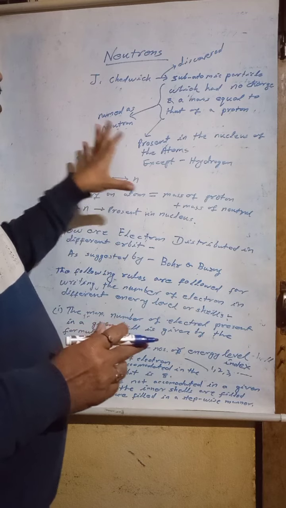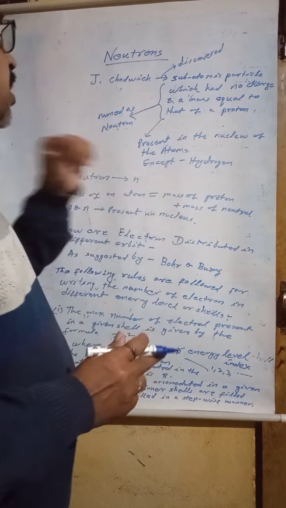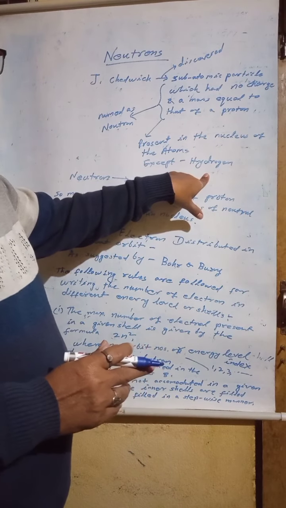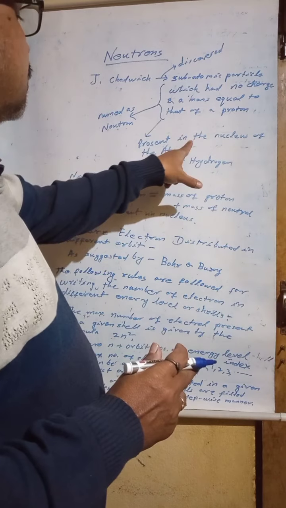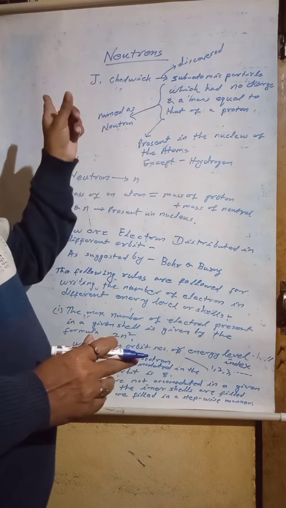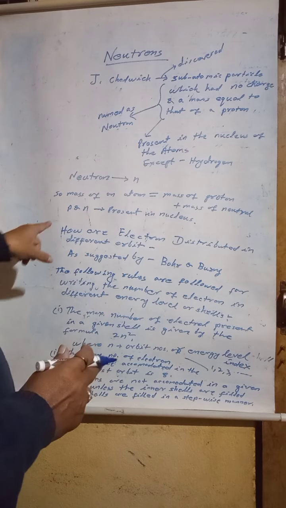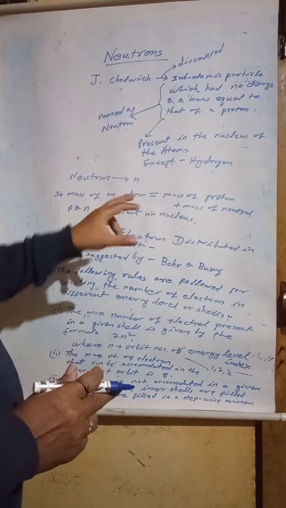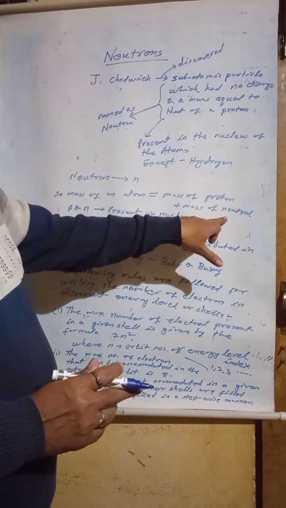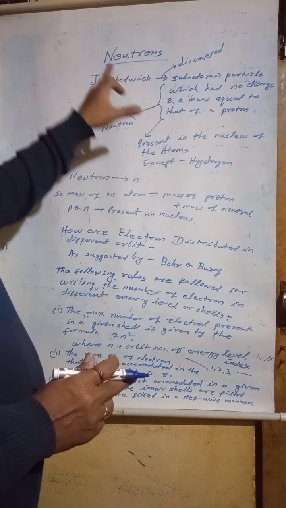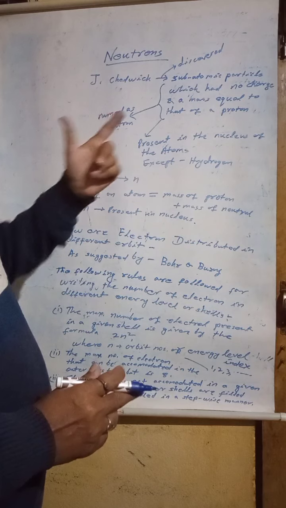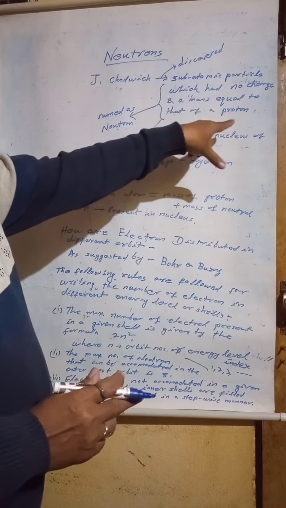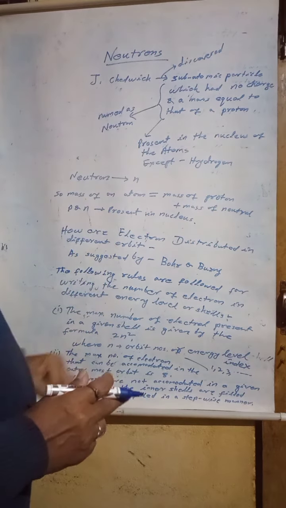And this neutron is present in the nucleus of the atom, of course, except in the hydrogen atom. The neutron is present in the atom, and the proton is also present in the atom. So the mass of the atom is generally the mass of protons plus the mass of neutrons, as both masses are equal, being present in the nucleus.